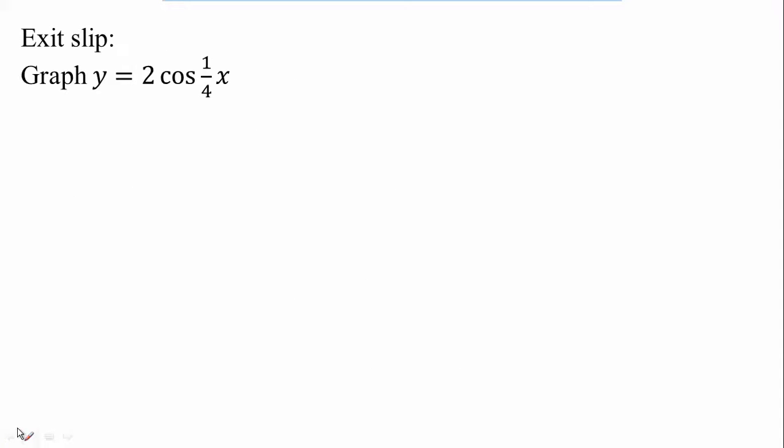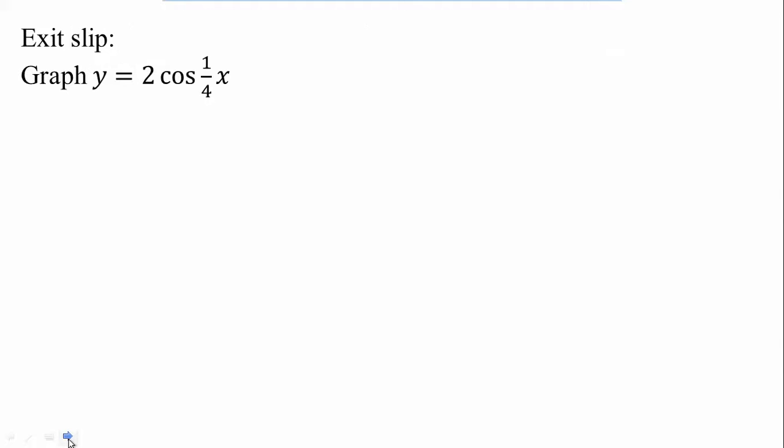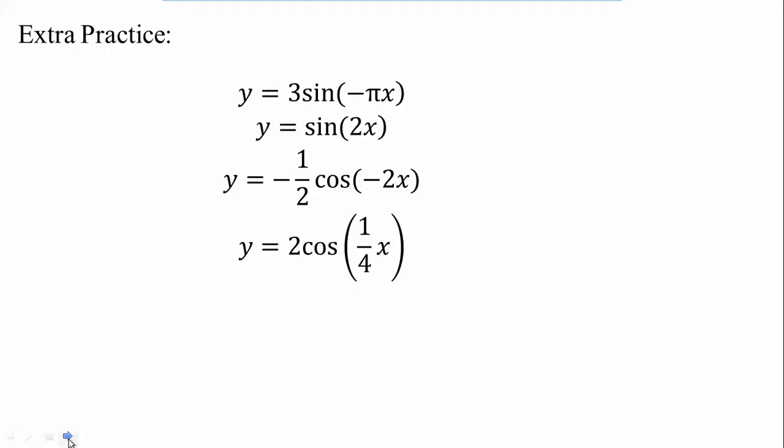There's the exit slip. These are the problems that we did in the book. Those are online, so you can look at those problems in the book and see those graphs online. So I already have those on Schoology for you. There's the exit slip that we did just a few minutes ago. And these are your extra practice. This is your homework. I have the graphs, the answers to those are already on Schoology also. So those are your homework problems.